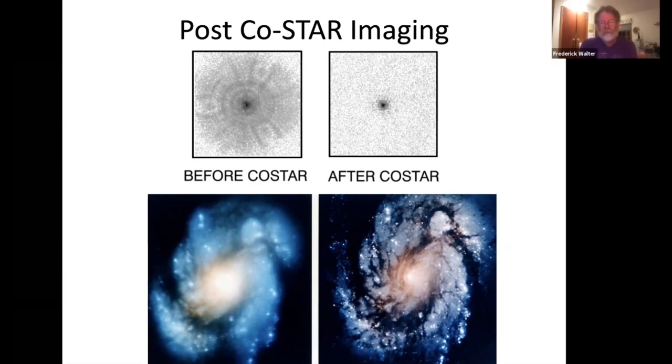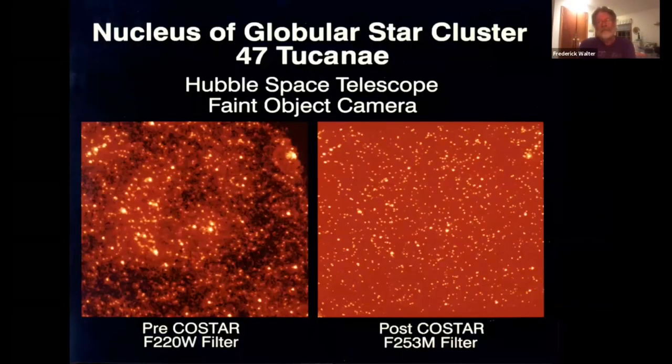Below it is an image that shows a more complex thing. It's a galaxy. I think it's M101. And on the left is an image taken pre-COSTAR, and it's obviously fuzzy. Now, if you compare it to an image taken from the ground, it's really not that bad. The stars are sharper than you can see from the ground, but it's fuzzy when you compare it to the after-COSTAR picture on the right. I think you'll agree that the picture on the right shows an awful lot more detail than the picture at the left. And here's another picture, the nucleus of a globular cluster.